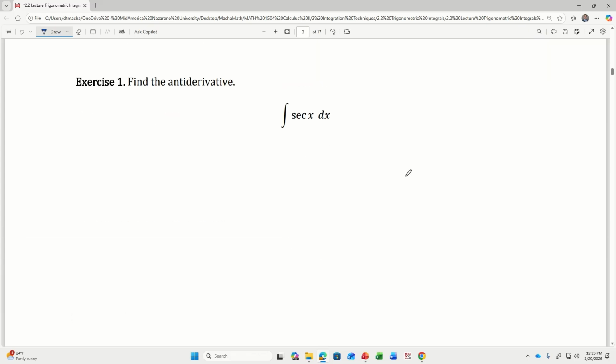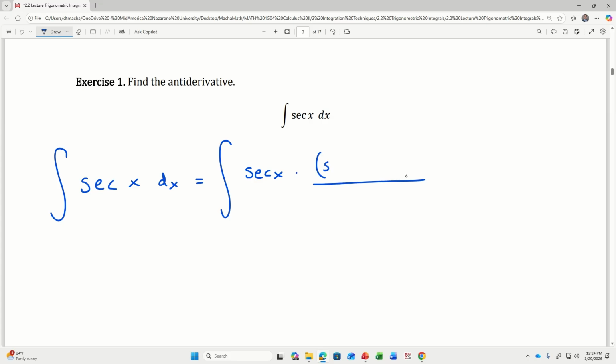And we'll move on and we'll think about the antiderivative of secant. So now I've got the antiderivative of secant x. And I don't think you're going to be able to guess this one. Maybe you have it memorized, maybe you don't. But the tricky part here is that we are going to take the antiderivative of secant x times secant x plus tangent x divided by secant x plus tangent x.